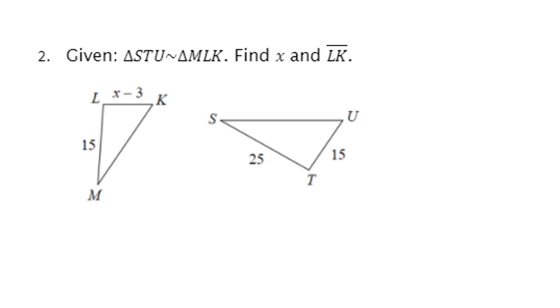In the next example, we're doing basically the same thing. So they give us a similarity statement already. So I can see LK pairs with TU. And then obviously we only have one other value, so we can see the 15 pairs with the 25. And the goal is to find x and substitute it back in for LK.